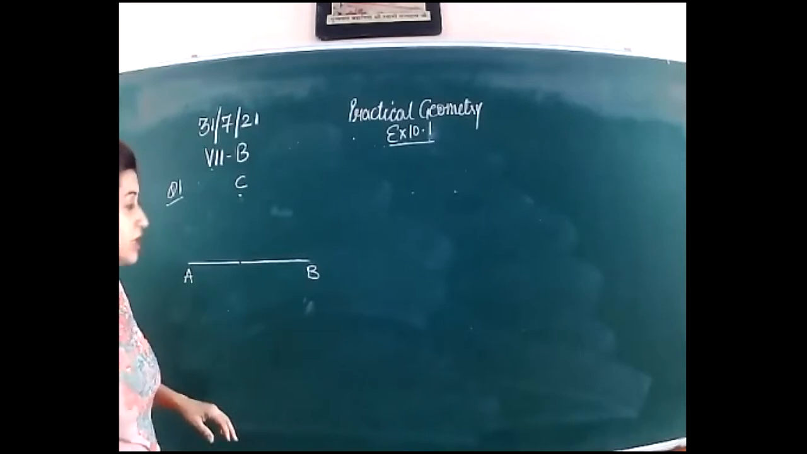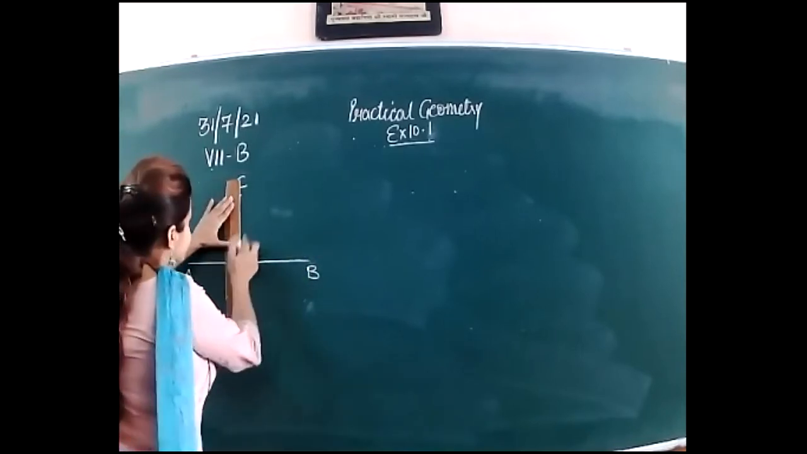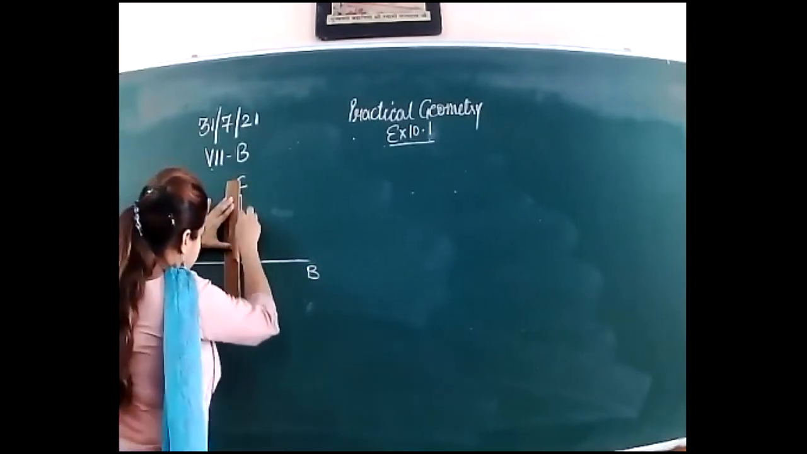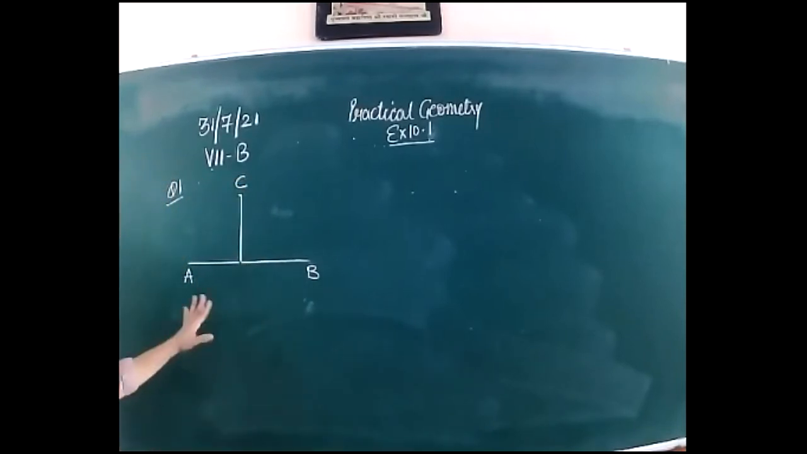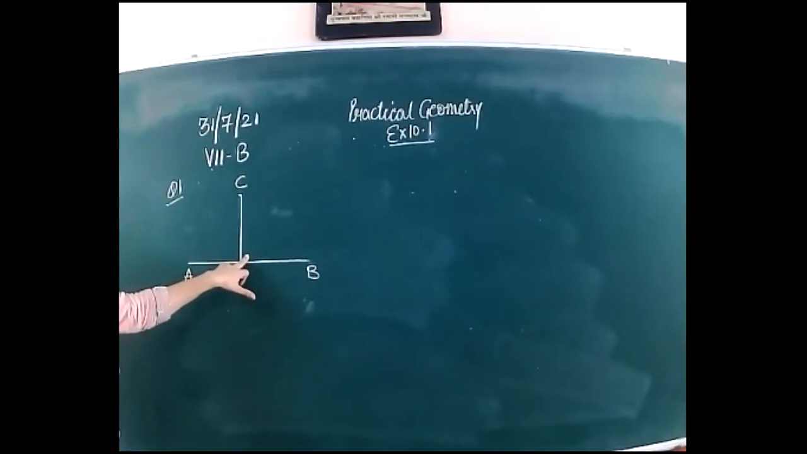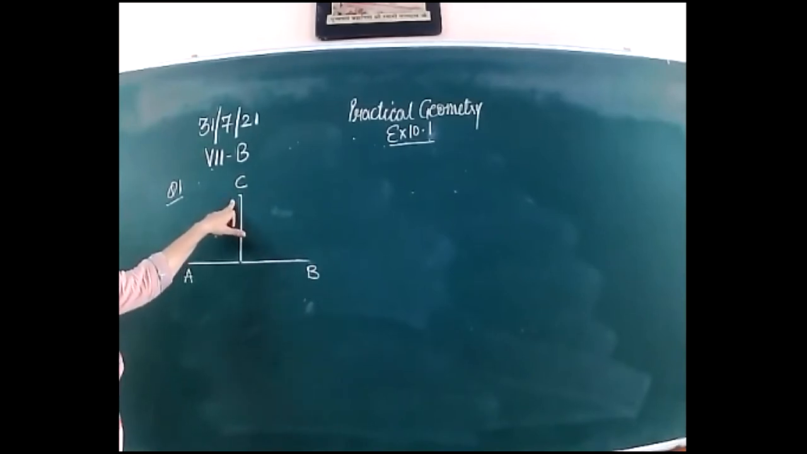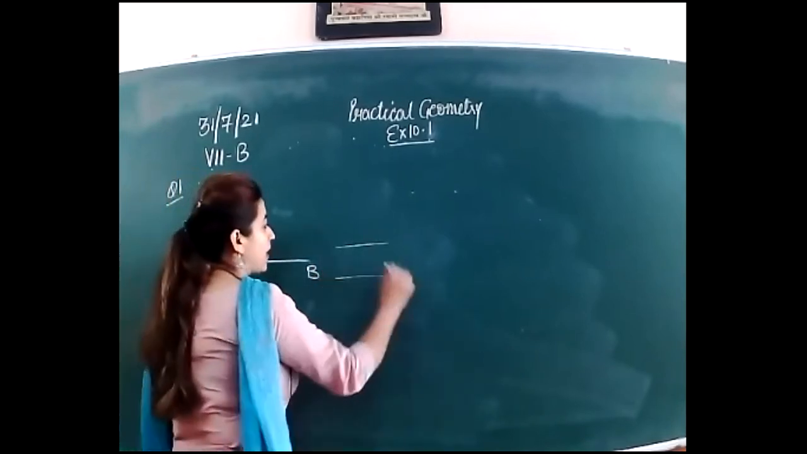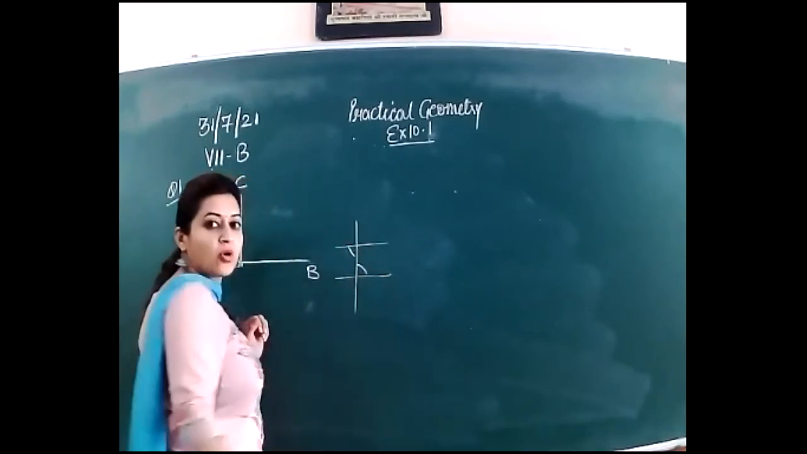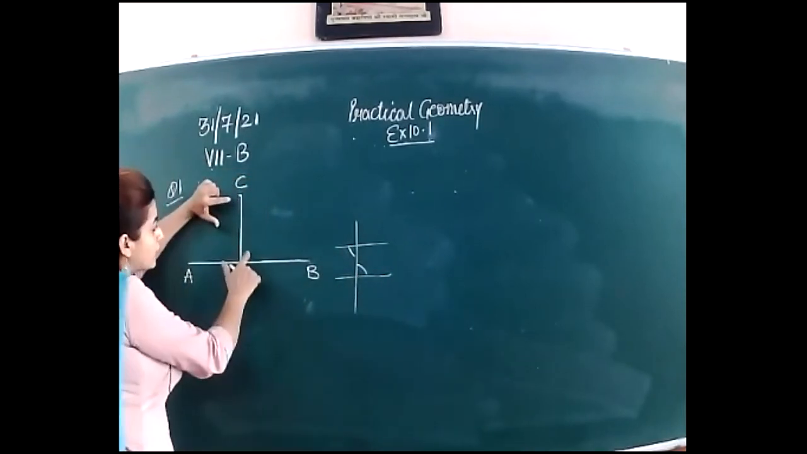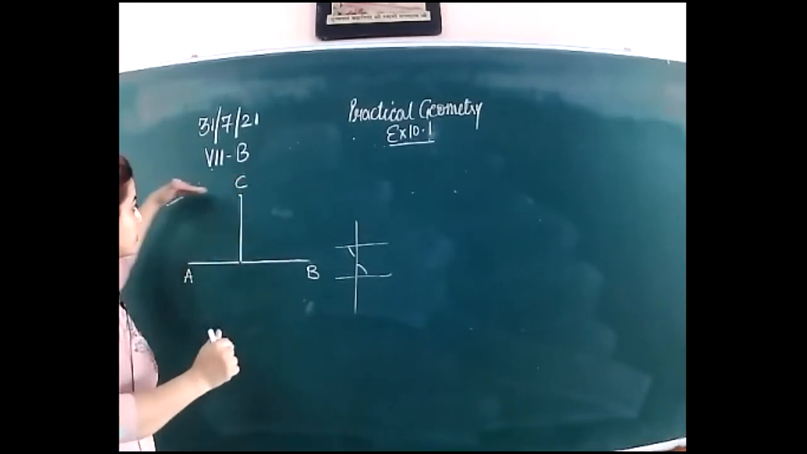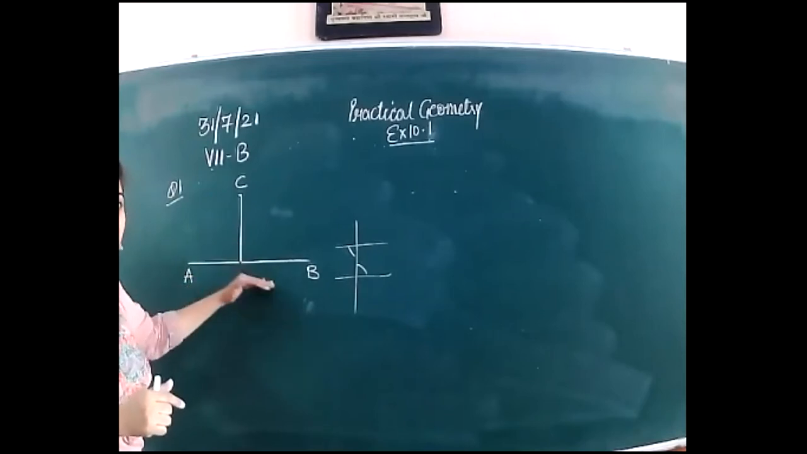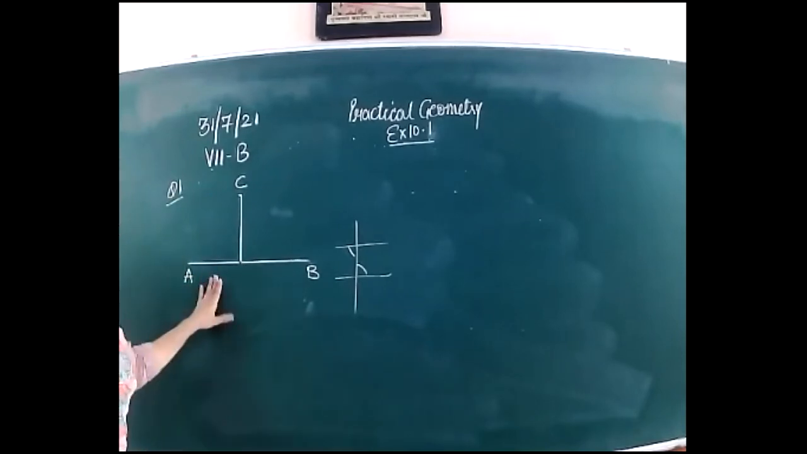What you will do is you will join this point C to AB. Now you will make 90 degree here and 90 degree here, because we know that in case of two parallel lines, alternate angles are always equal. So if I draw 90, 90 here, their alternate angles are equal. That means if I draw a line here, that must be parallel to line AB. Draw this, hurry up. Draw this first.